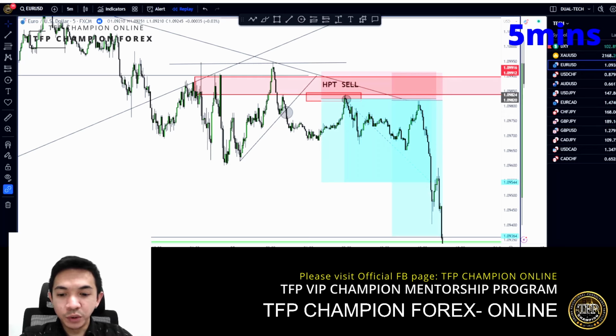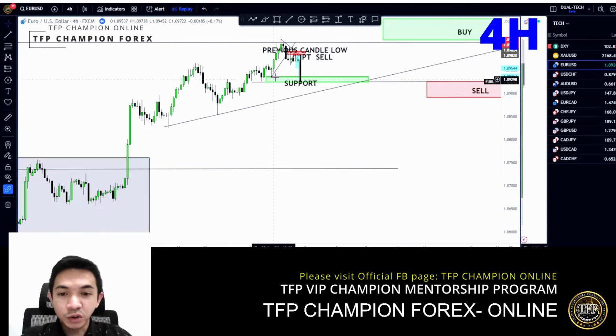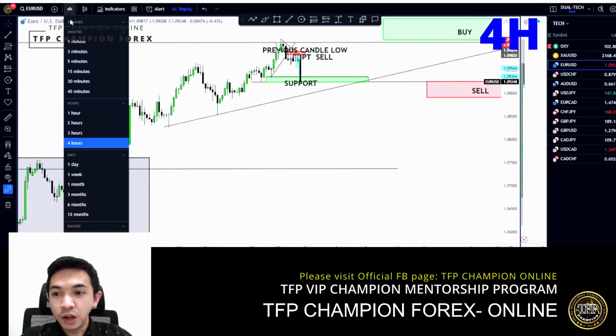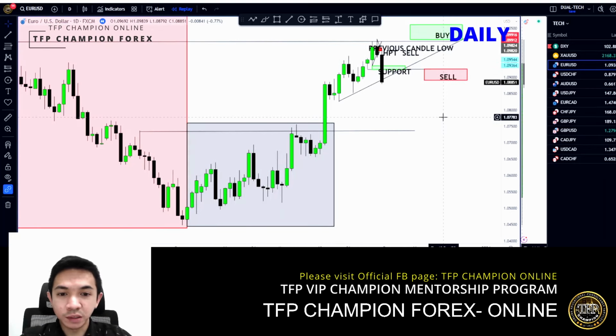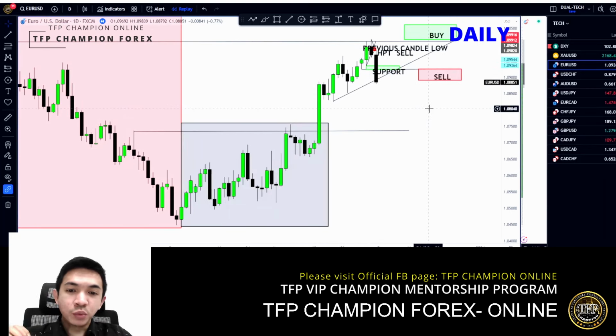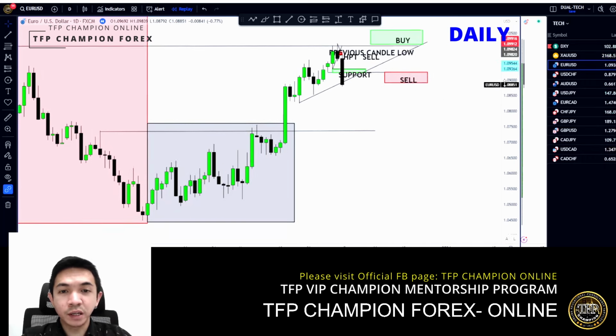Again, if we're going to see sa higher time frame, di ba? Like 4 hours. There's a strong momentum na ano, pababa siya. But that doesn't mean, okay, on a higher time frame, that doesn't mean na continuous variation. Okay, so tandaan nyo, we have to satisfy pa rin yung ating system rules, but nevertheless, we are just trading based on what the market is offering us.